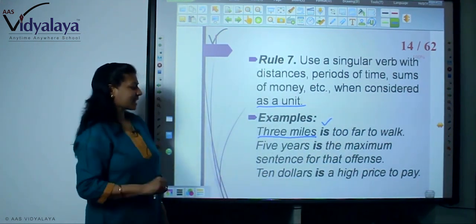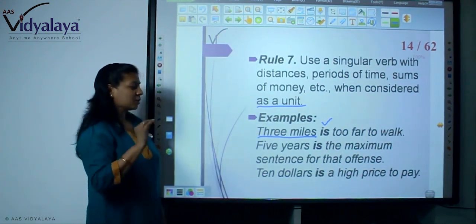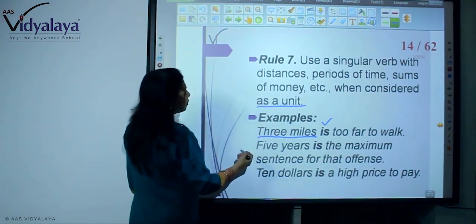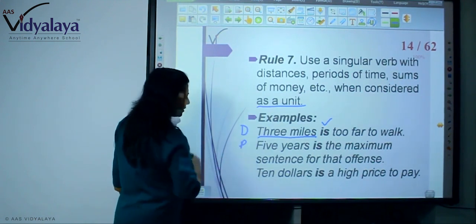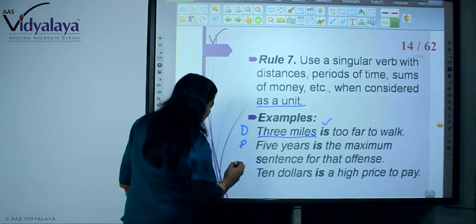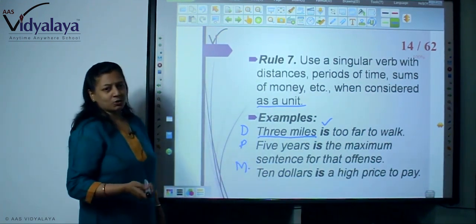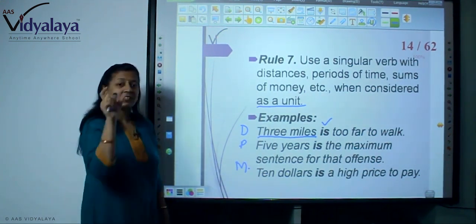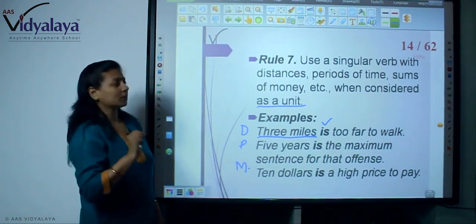5 years is the maximum sentence for that offense. $10 is a huge price to pay. Here you are seeing distance. Here you are seeing periods of time. See, this is distance, this is period of time, and this is the amount of money, sum of money. So $10 is a high price to pay. When we are considering these things as one unit, only then the verb will be singular.